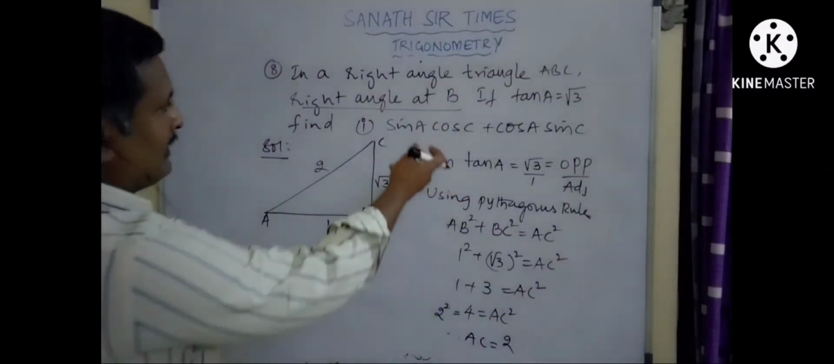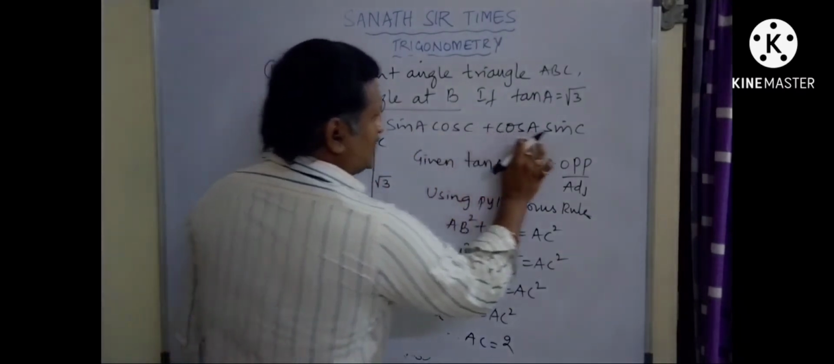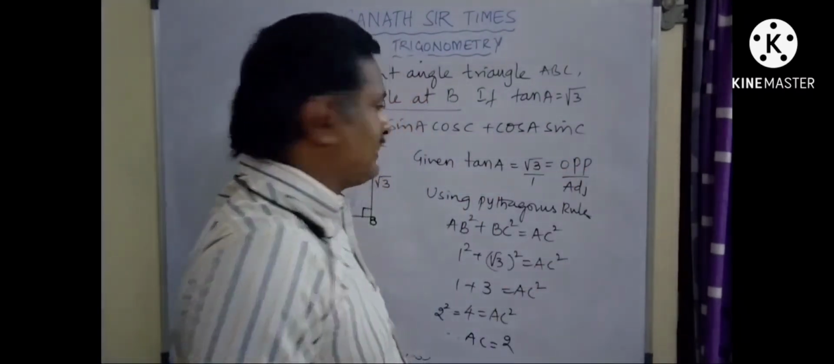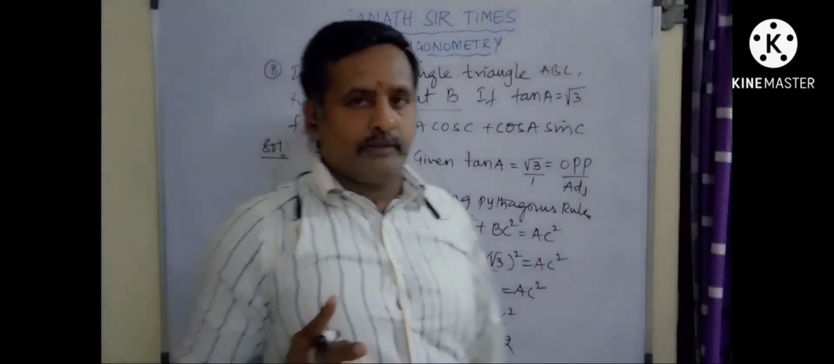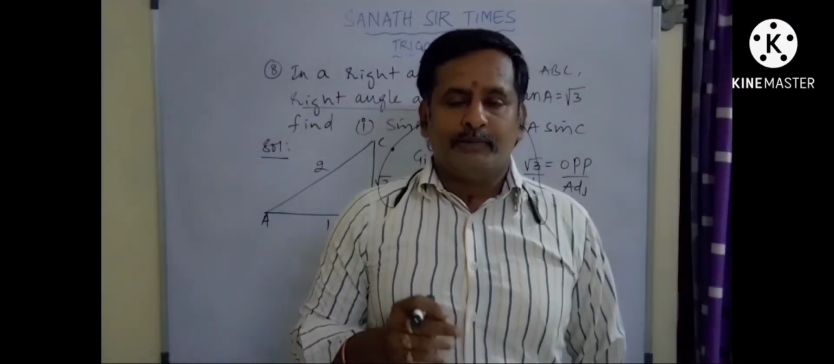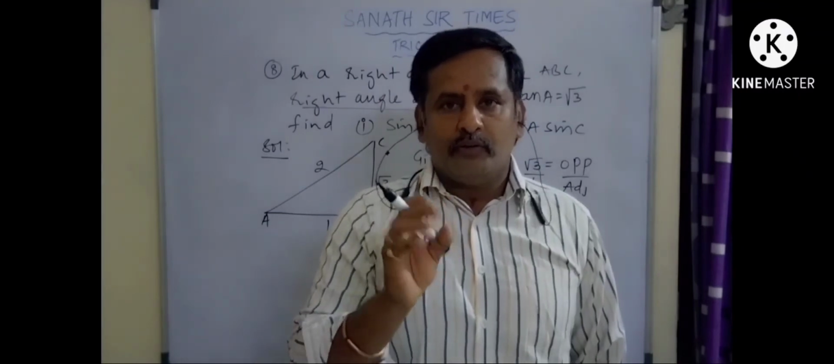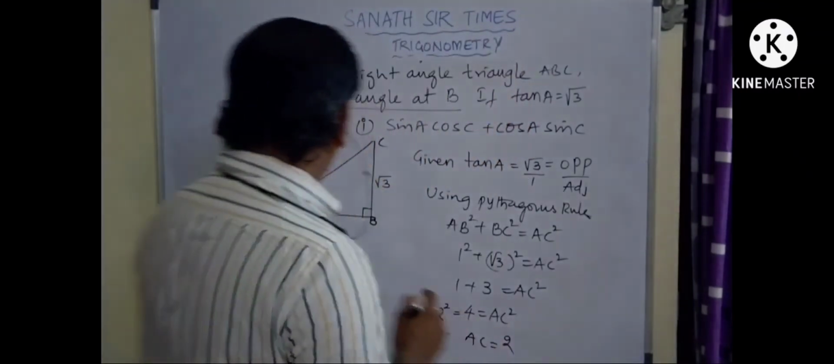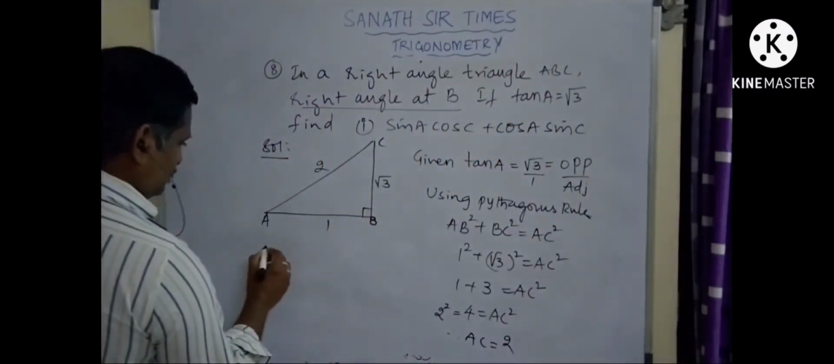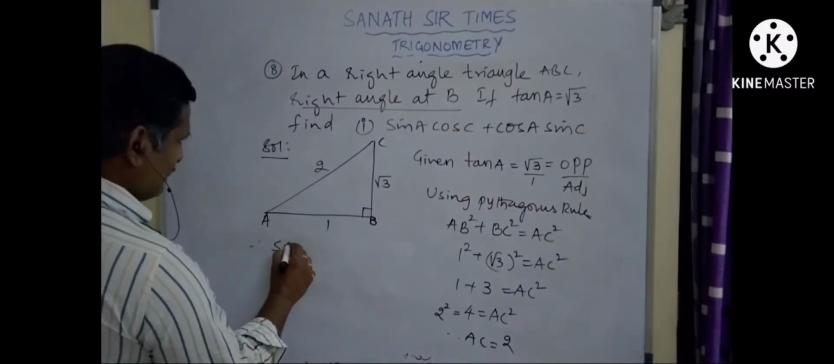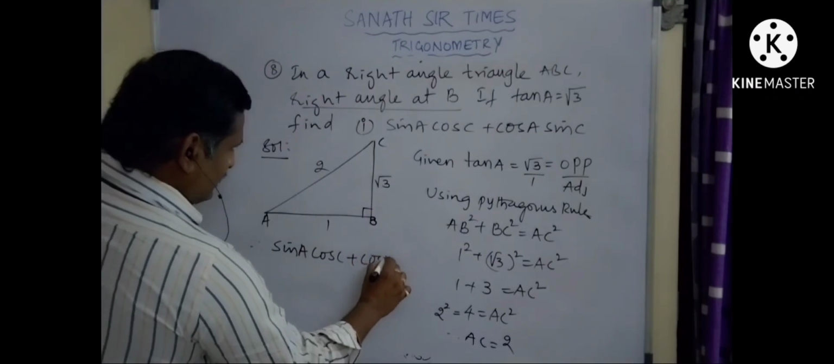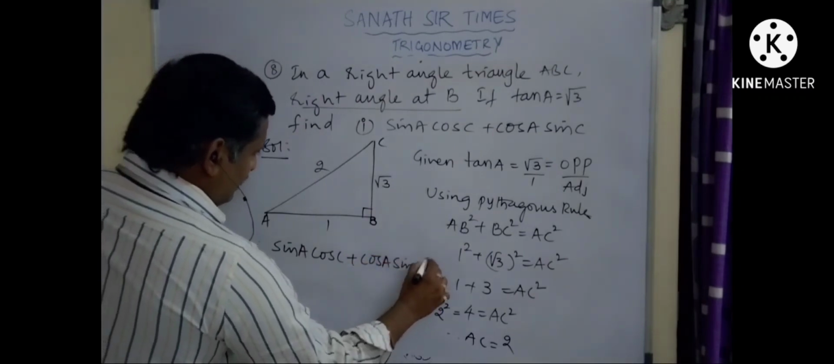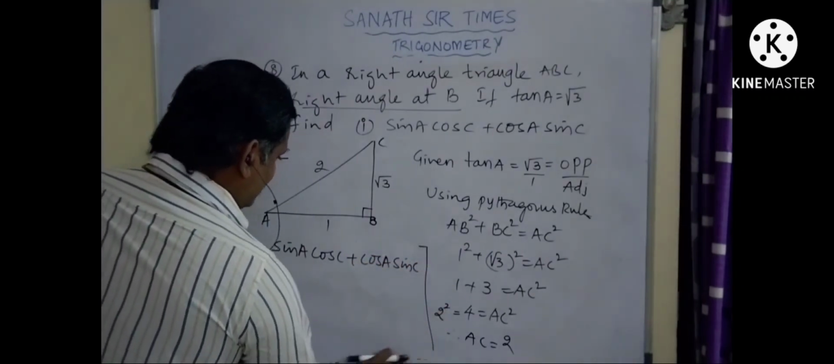Now look at the requirements. What are the requirements in question number 1? In fact, there are 2 questions in the 8th one. I am solving the first question. The second one, you take it as homework. But please do solve the homework problems at home. Now, what is given to you? Therefore, sin A cos C plus cos A sin C. Let me move a bit ahead.